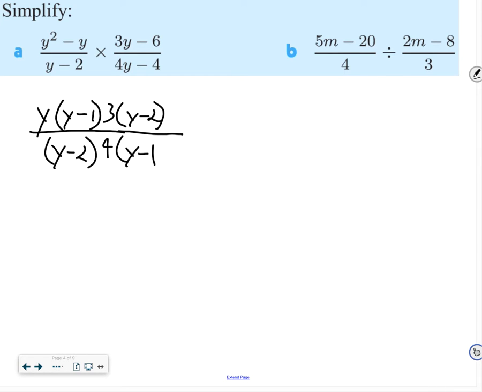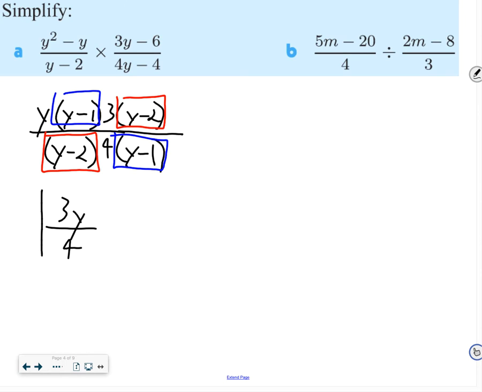At this point, I'm going to look for common factors. I notice that I have factors of y minus 2 over y minus 2, and I have y minus 1 over y minus 1, so those will simplify into 1. So then what am I left with on the numerator? 3y over 4, and that is my simplified form.